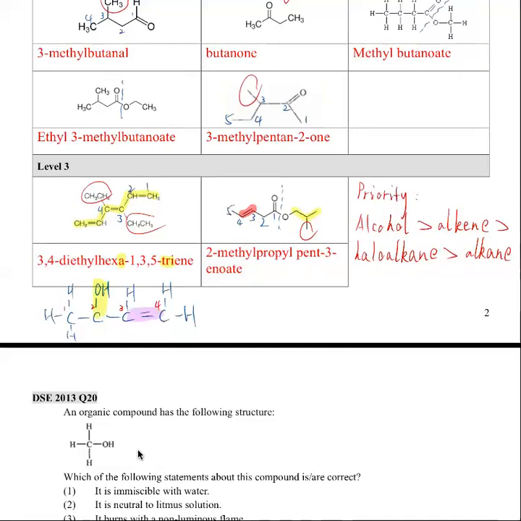So the name for this molecule should be but-3-en-2-ol. Okay, so you should not do it the other way. Okay, because this one doesn't have di or tri, just one double bond.